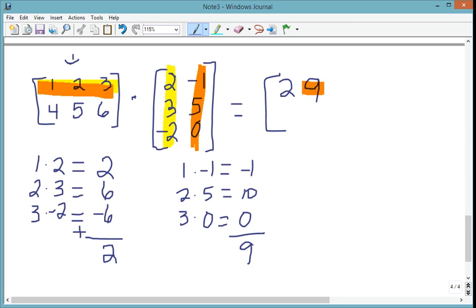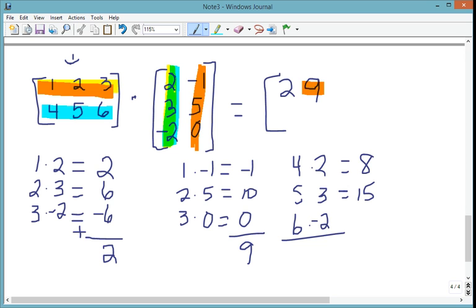Okay, so now I'm going to look at second row, first column. Second row is 4, 5, 6. First column is 2, 3, negative 2. I'm going to multiply these. Oops, 8, 15, negative 12. Add them up. So 15 negative 12 is 3. 3 and 8 is 11. So second row, first column is 11.